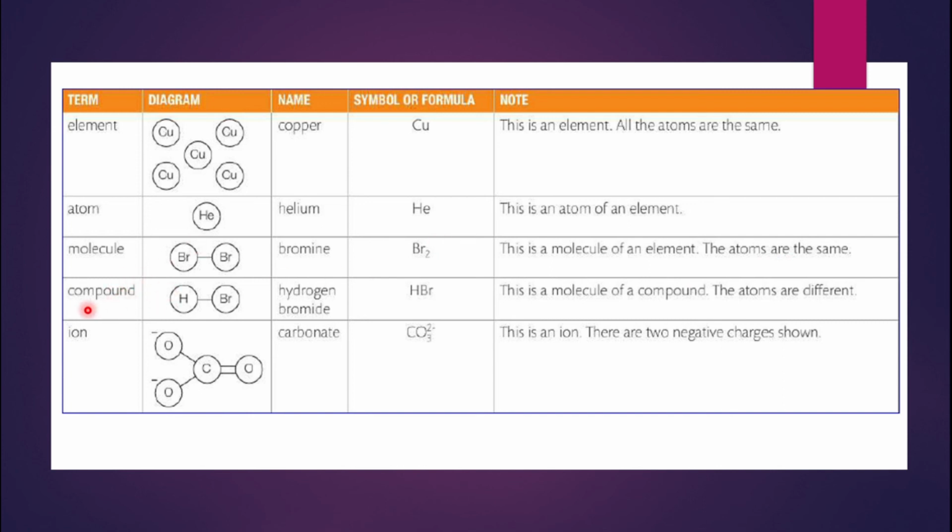But if you look here, we have a compound. It's hydrogen bromide. This is called a molecule of a compound because the atoms are different. This is a hydrogen atom. This is a bromine atom. Here we have an ion. As you can see, this is a polyatomic ion because it's made of 4 atoms. This ion is called carbonate ion, and it has 2 negative charges, so it's CO3 2 minus.